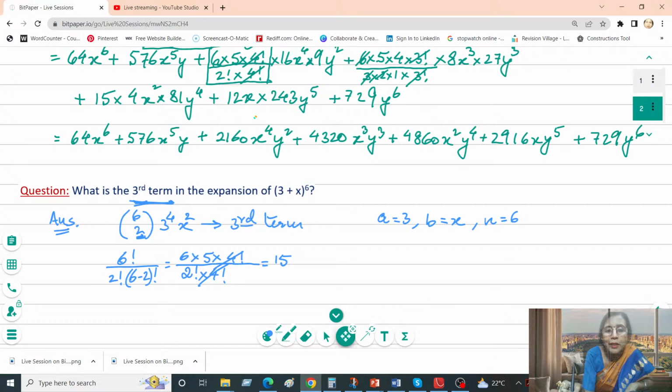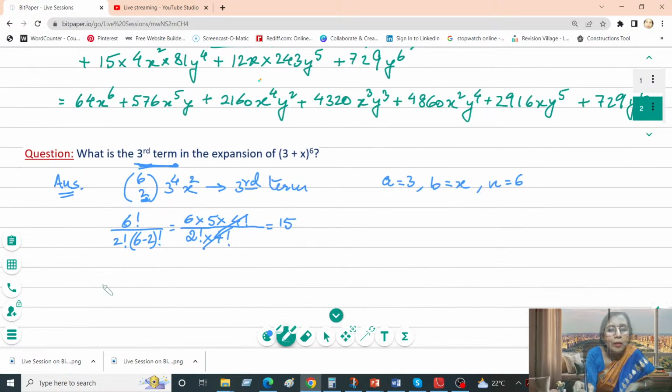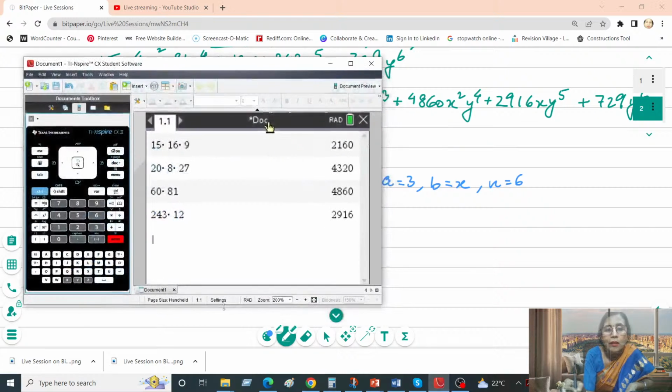Therefore, the third term is equal to 15 times 3 to the power of 4, which is 81, times x square. And what is 15 times 81? 1215.